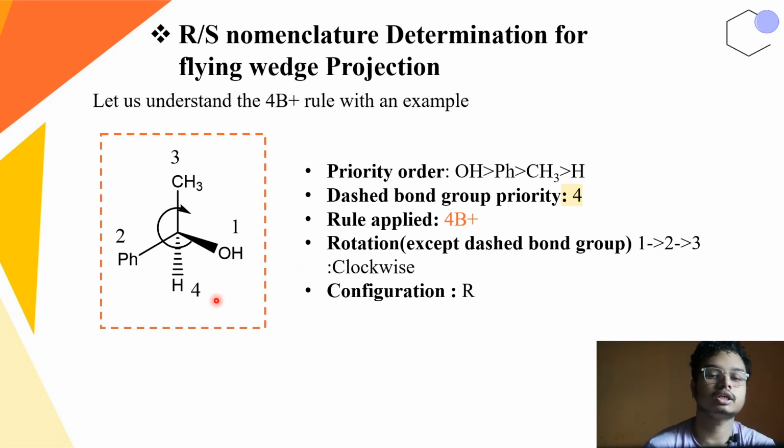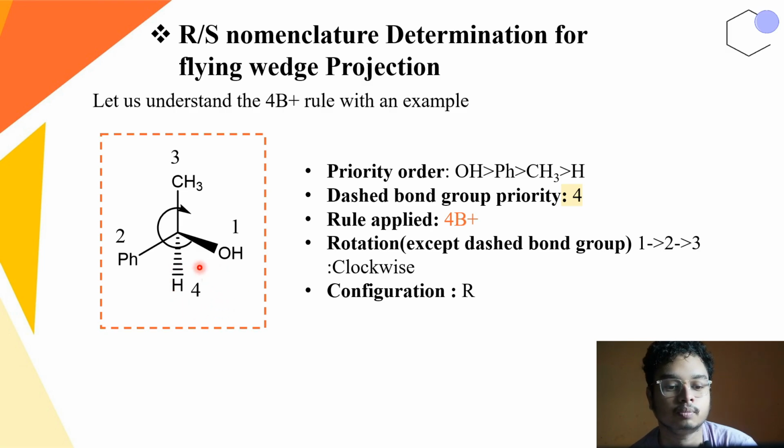Now we have to check the rotation of all the other groups, except the group present on the dash bond or back bond. Here 1, 2, 3: if we check the rotation, 1, 2, 3 is clockwise in nature, and the mnemonic here is positive. Since it is positive, that means clockwise rotation leads to the overall configuration of the molecule being R. As simple as that. If you are still confused, then rewind this video and understand.